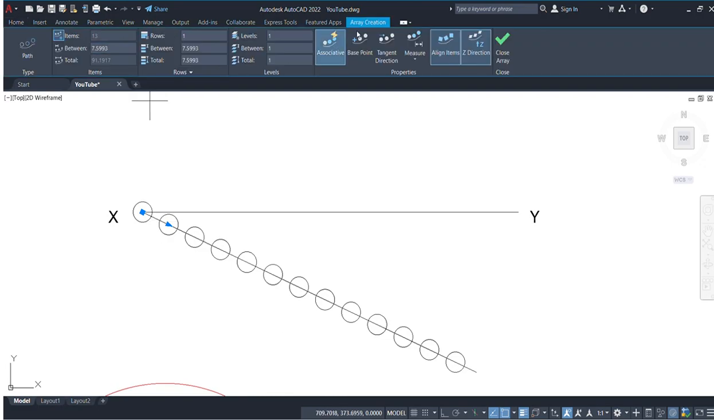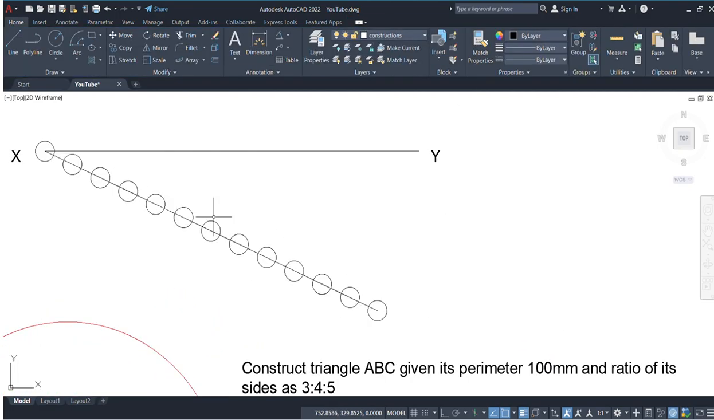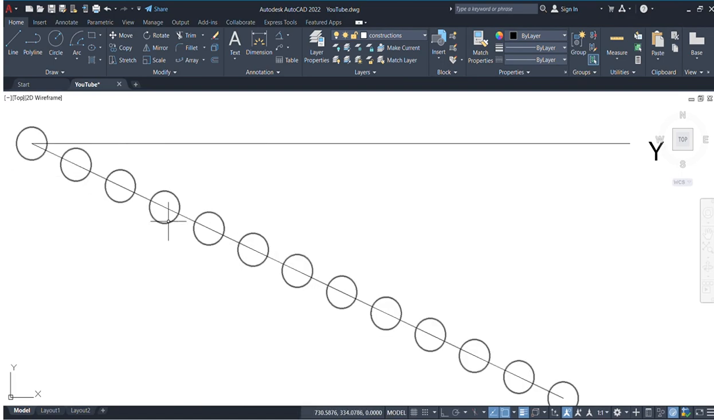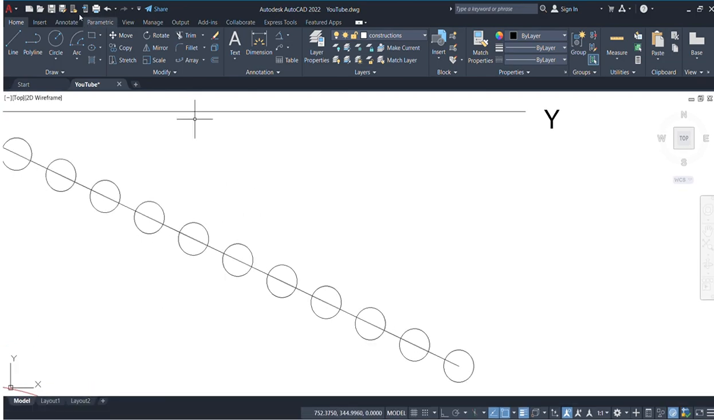So we want to divide it into 12 points. If you count my circles, there are 13 because this first one I'm not counting, that's my starting point. So this one, 2, 3, 4, 5, 6, 7, 8, 9, 10, 11, 12. Those are 12 points.